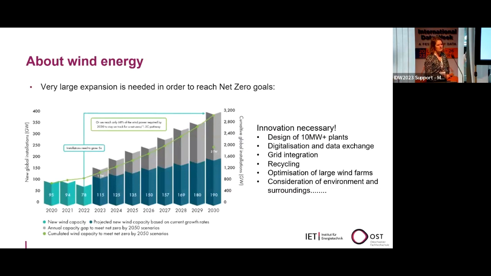Also, how do you consider the environment and the surroundings better? There are lots of interesting topics which I could talk about much more, but I won't. But the point is that it's growing, but it needs to grow more.